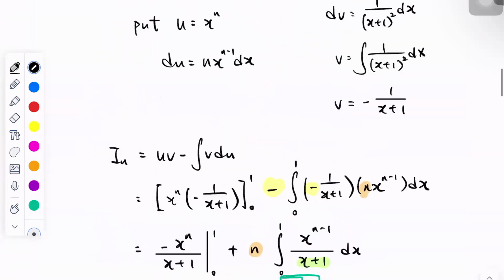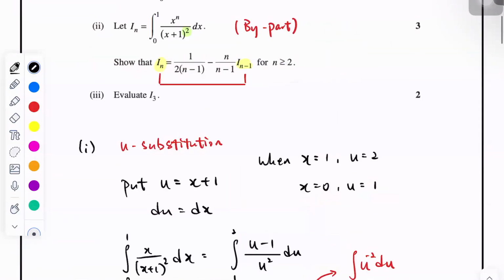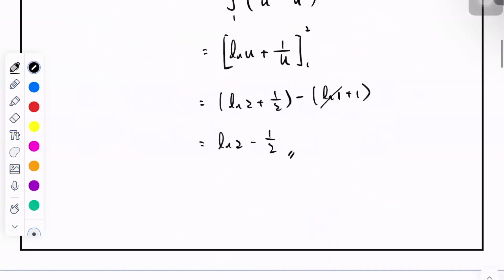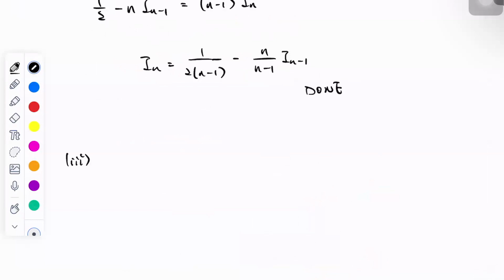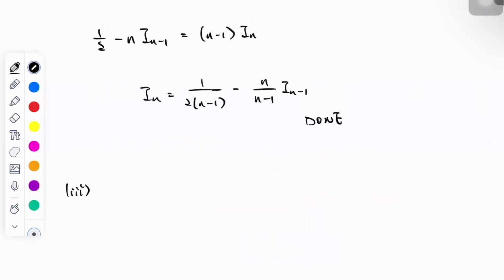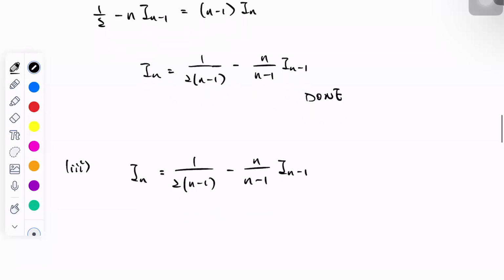Finally, for part 3, what are we going to do? We have to evaluate I3. Okay, so if we need to utilize what we have found in part 2 to evaluate I3, then let me try to write it down. What is the part 2 result? From part 2, we know that, let me just copy it once again. So 1 over 2 (n minus 1) minus n over (n minus 1) I_(n-1). This is the result that we have found in part 2.